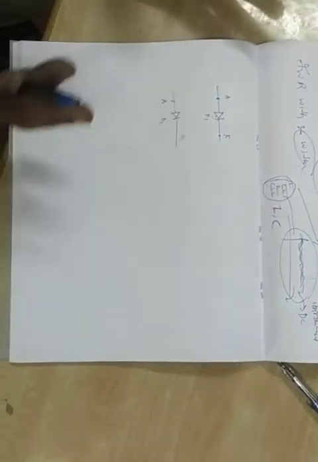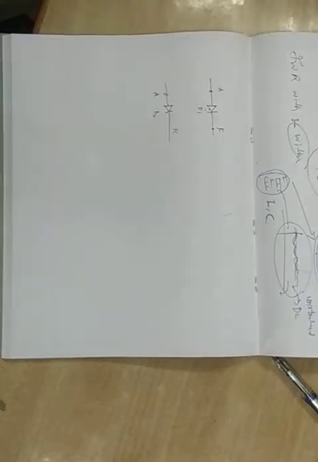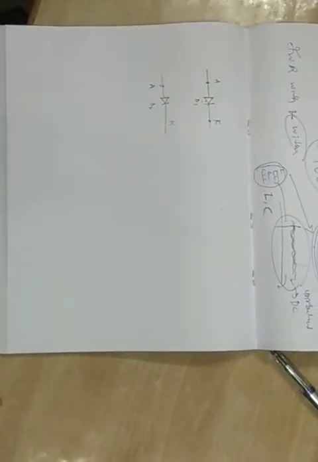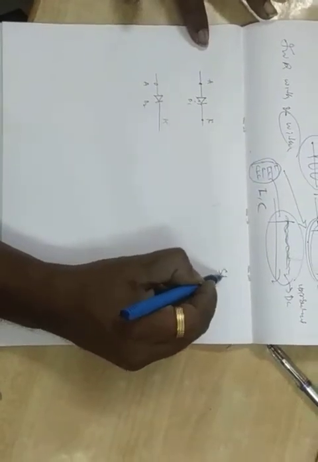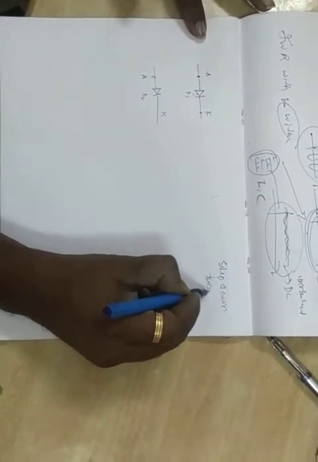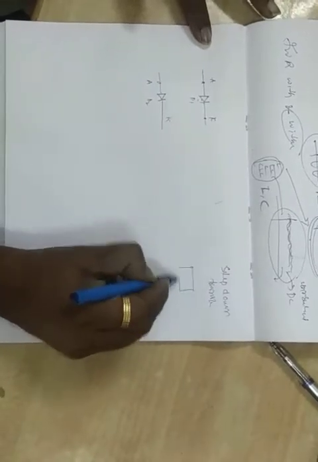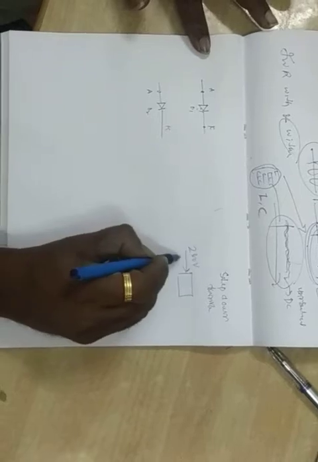So what we have to do, we don't require that 230 volts. We require only 10 to 12 volts of AC. For that we will be using a transformer called a step down transformer. What is the function of the step down transformer? To it we will be giving 230 volts of AC.